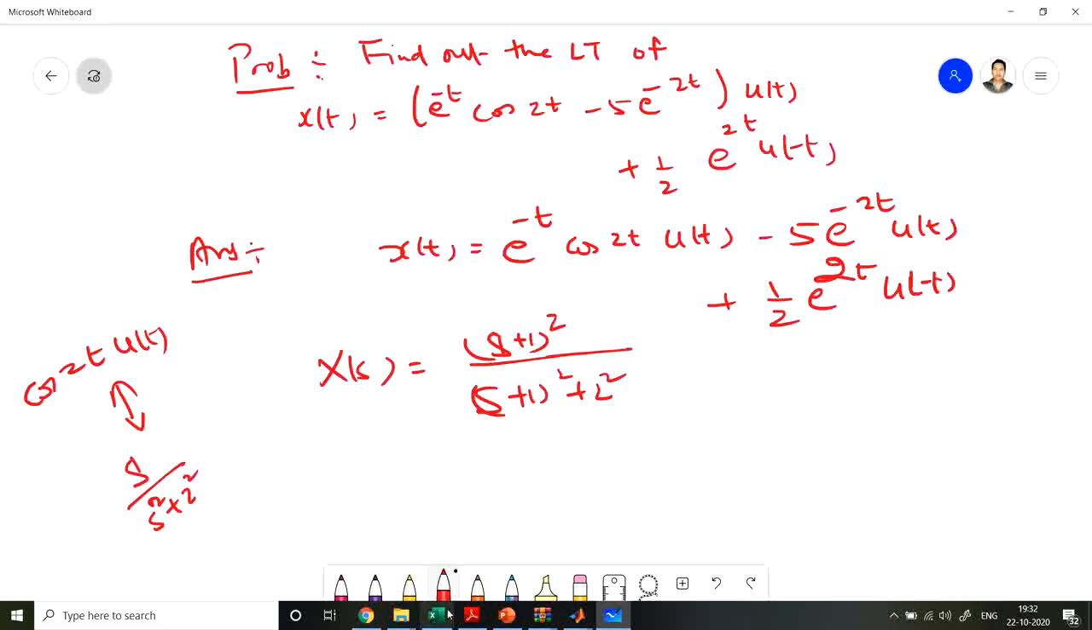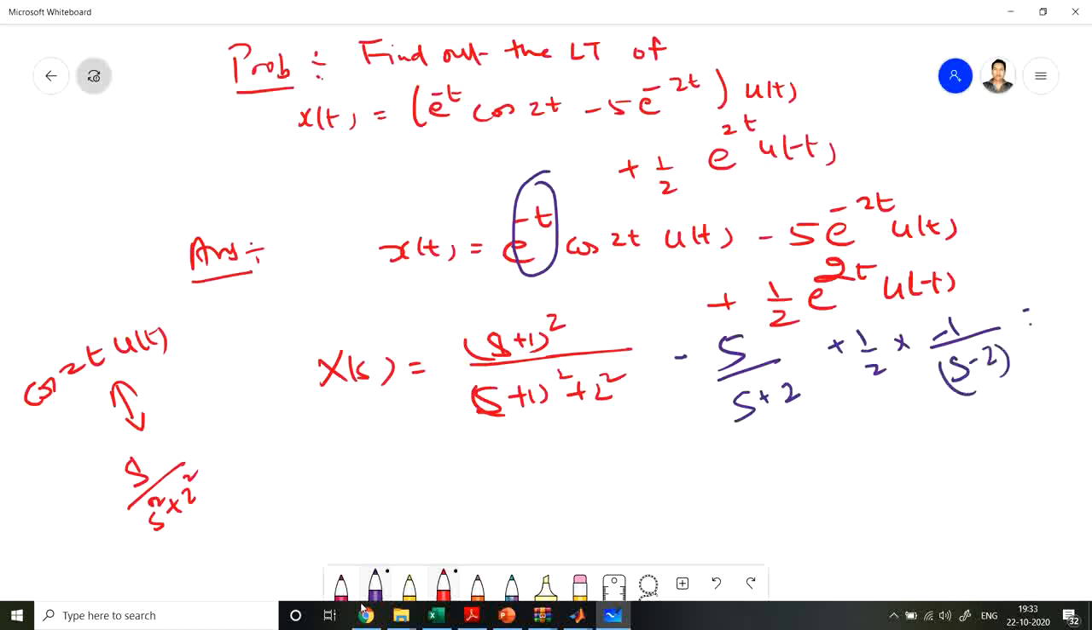If you multiply it with the e raised to the power minus t term, it simply produces a shift in s by 1 unit. So it is the Laplace transform of this term, minus 5 divided by s plus 2, plus 1 by 2 into the Laplace transform of e raised to the power 2t into u(minus t). The Laplace transform of this is minus 1 divided by s minus 2. And what should be the ROC? The ROC is minus 1 less than real part of s less than 2.